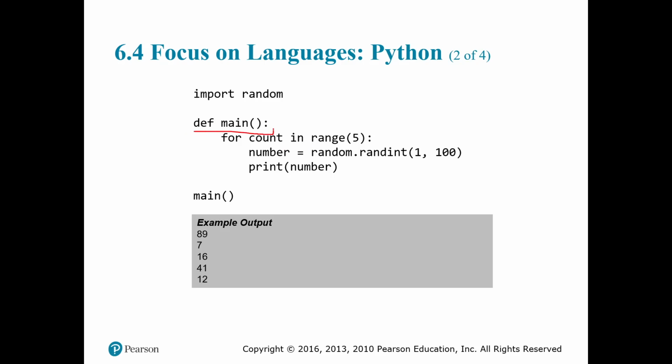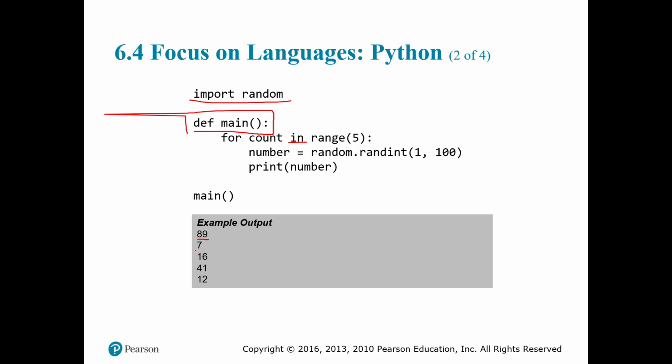So we have our definition of our main. And here's the random import right here at the very top. So this is the definition of our main. Then we have a for loop here, for count in range of 5. So this loop will run 5 times because our range is 5. We assign this variable called number a random integer from 1 to 100 and then we just print it. That's all this function does.